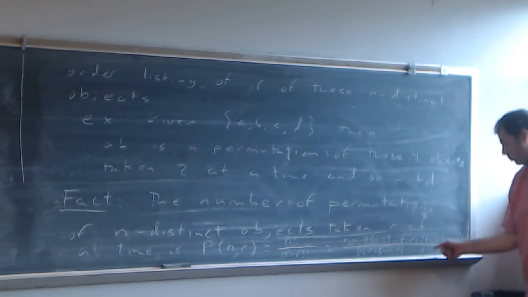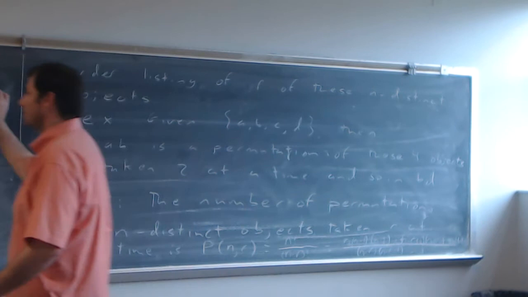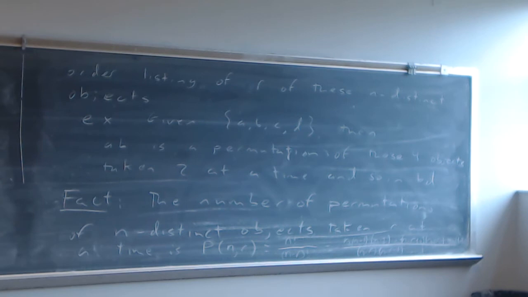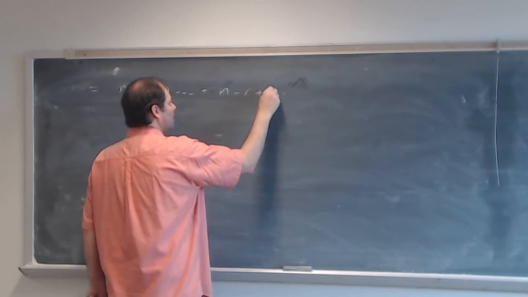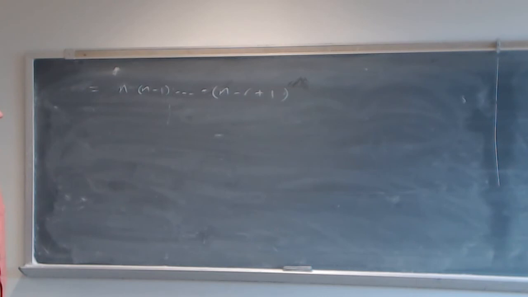So I run out of room, so I'll write over here. So that's equal to N times N minus 1 all the way down to N minus R plus 1. That's the number of permutations of distinct objects taken R at a time. So let's look at an example.